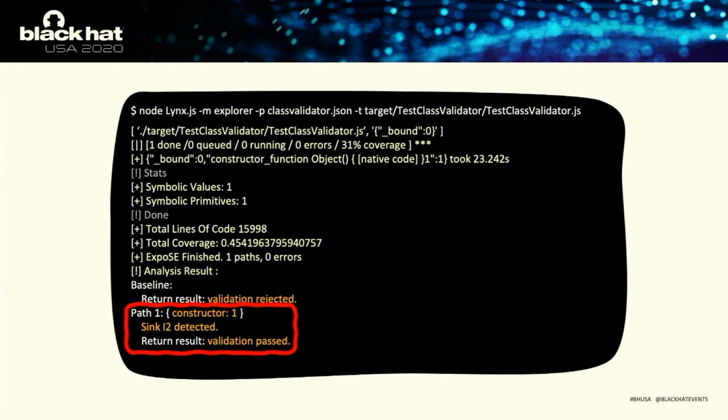So this is the output of our exploit module. From the circled area, we can observe that the key-value pair, constructor and 1, triggers the sink I2. And in the last line, we can find that Links automatically generates exploits that can successfully lead to the input validation bypass.